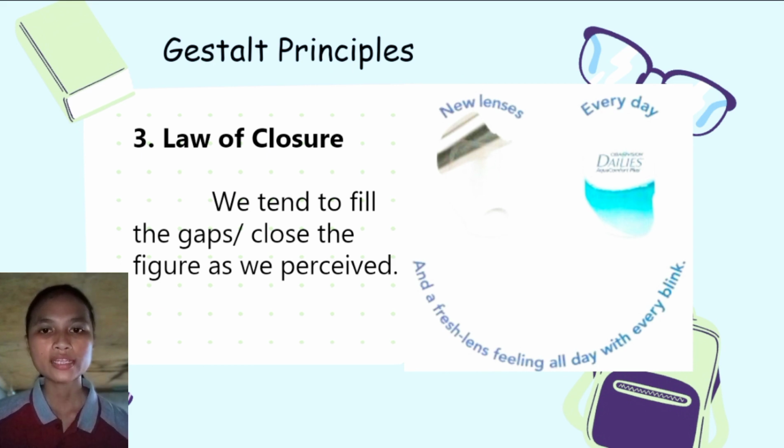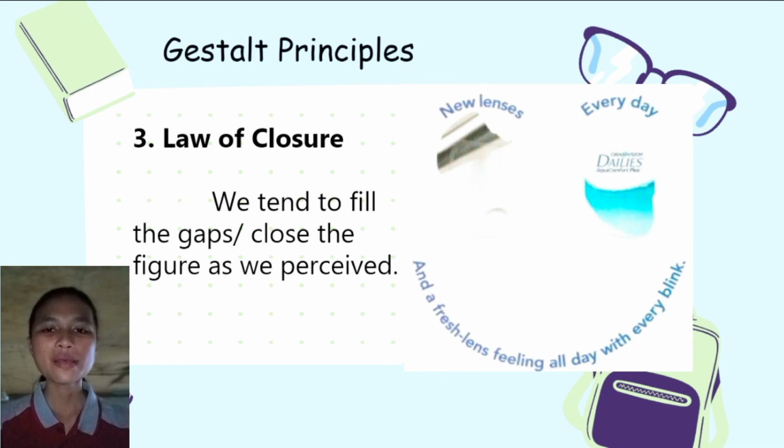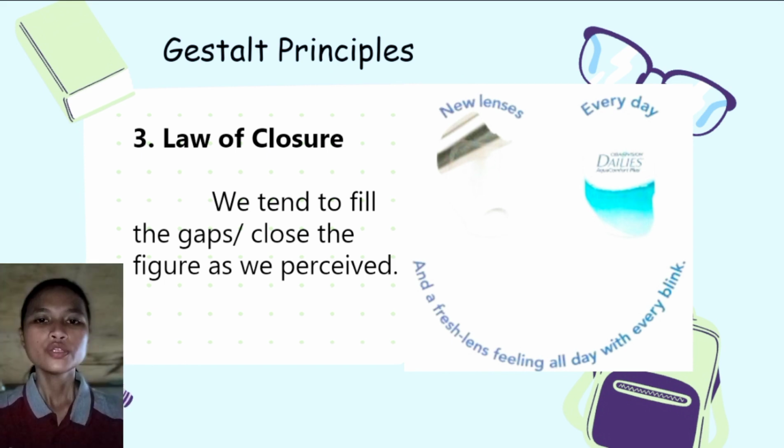Just for example in the picture. So here we have an example of the advertisement for lens. As you see in the picture, the advertiser here tried to construct a smiley face with the use of the objects and the sentences. Because of that, we already perceive that it is a smiley or a happy face. Though there is not an entire image of a smiley, we tend to perceive the missing detail and imagine it as a happy face. And that's the example of the law of closure.